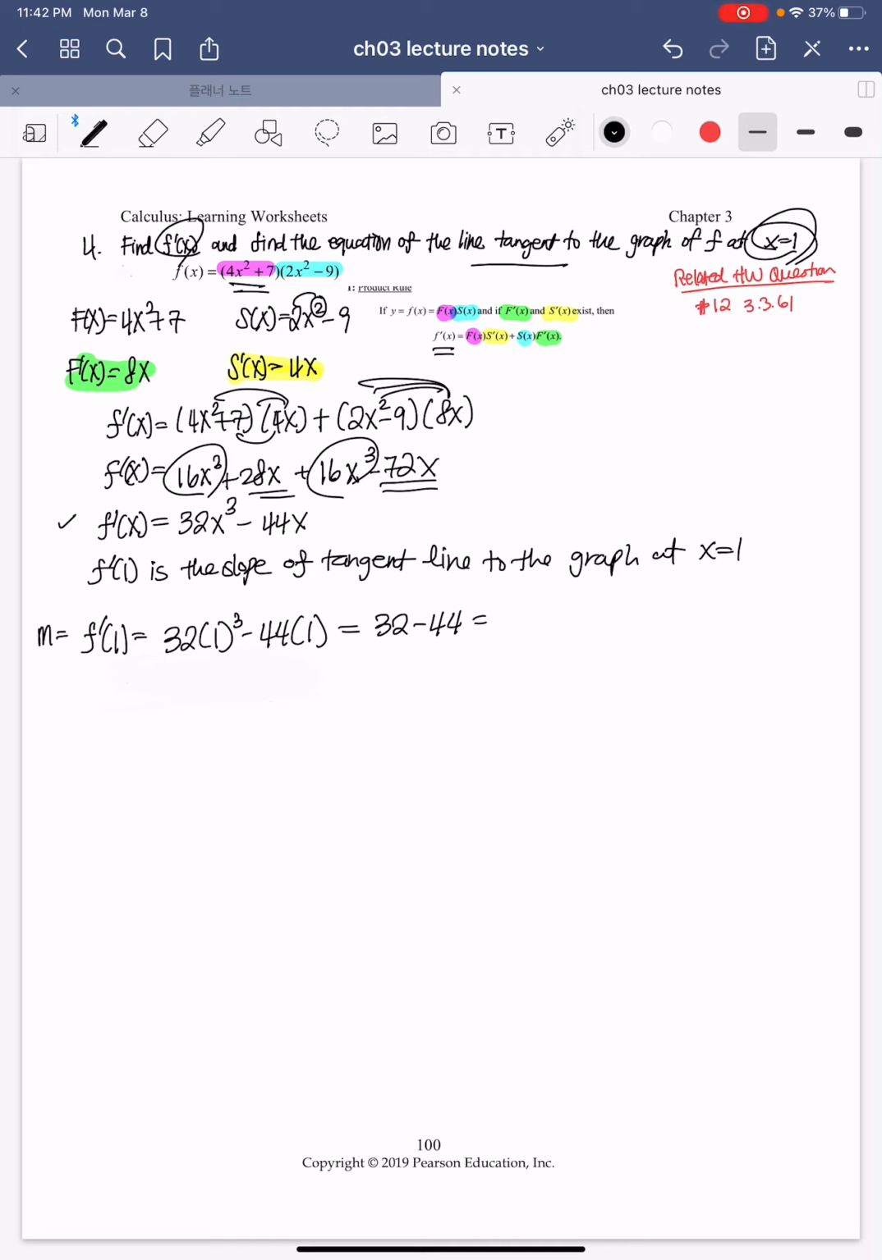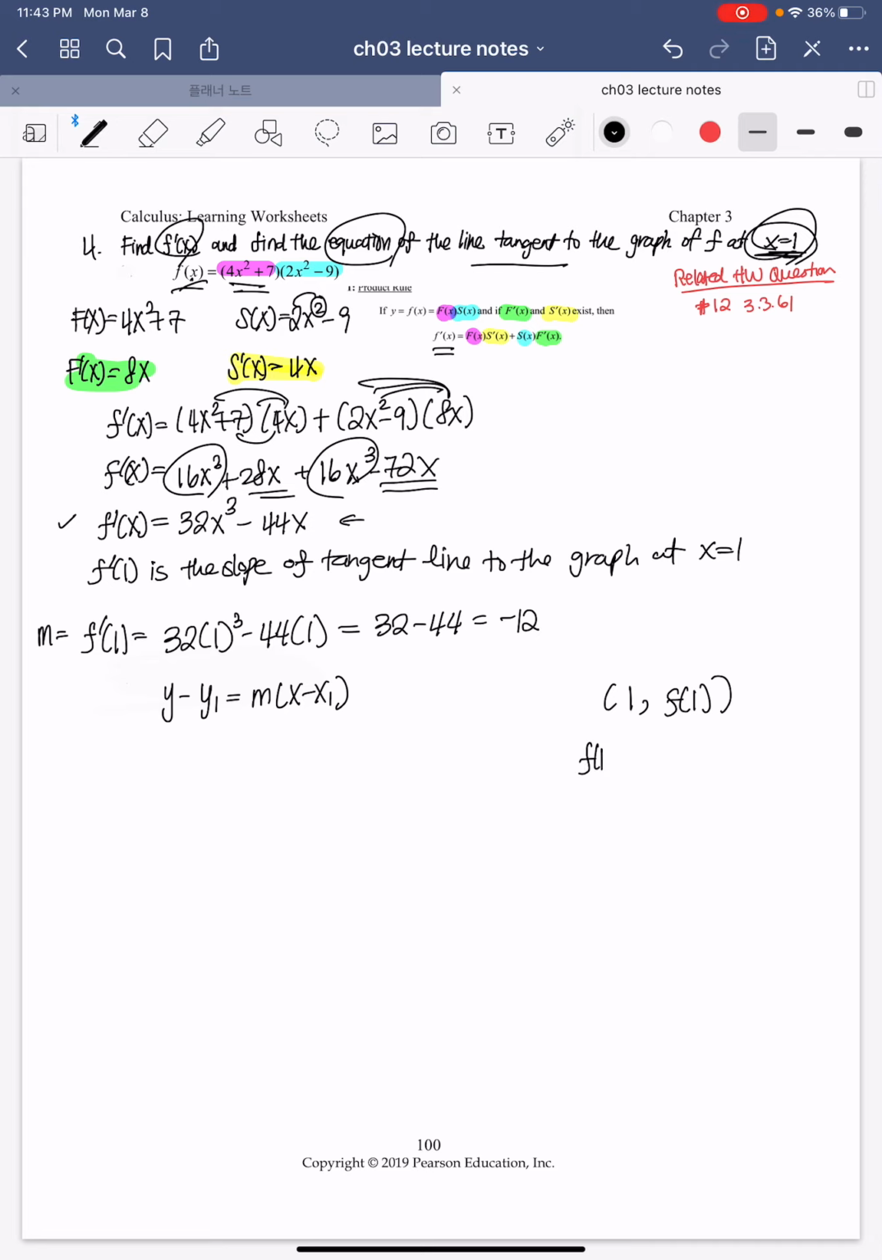32 minus 44, which is negative 12. Now, we need a whole entire equation, which is point-slope form, y minus y1 equals m times x minus x1. So I need a point. I already have an x value, so I need a y value. This time I'm not going to plug it into the derivative equation, because that gives a slope. I'm going to plug it into the original equation, f of 1, so let's see what the y value is.